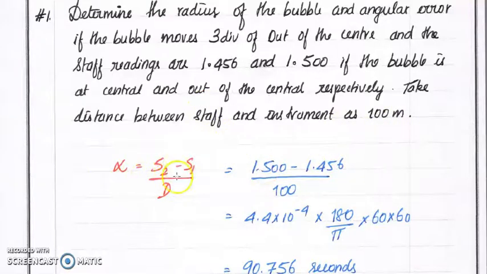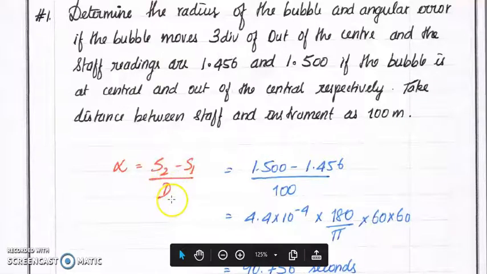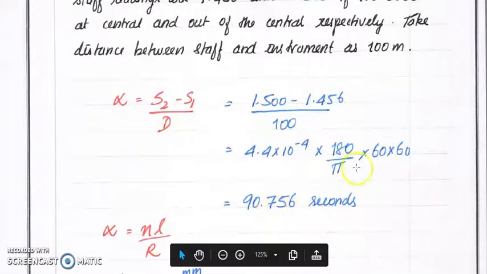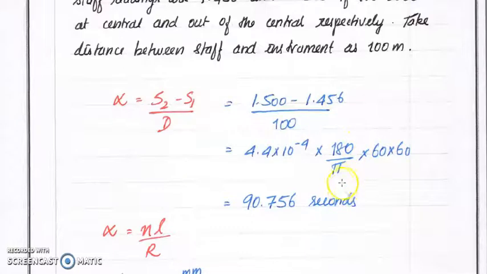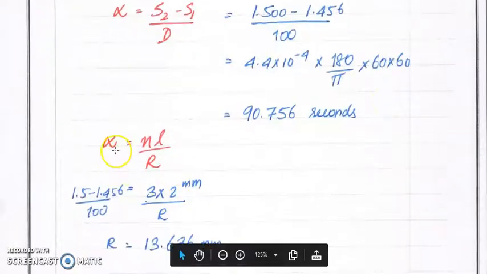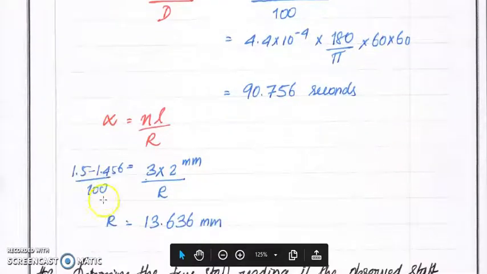So alpha equals del S by D. Already we discussed del S by D; del S is nothing but S2 minus S1, from which you can get alpha. This is in radians. To get seconds, multiply by 180 divided by pi, which gives degrees, then multiply by 60 to get minutes, and by 60 again to get seconds. Alpha equals NL by R, and from this relation you can get R. So the radius R is 13.636 mm.